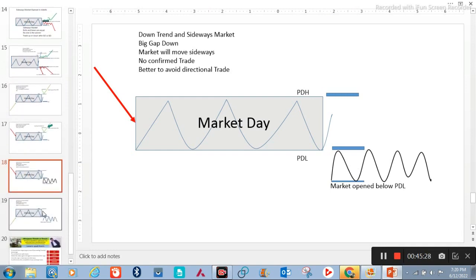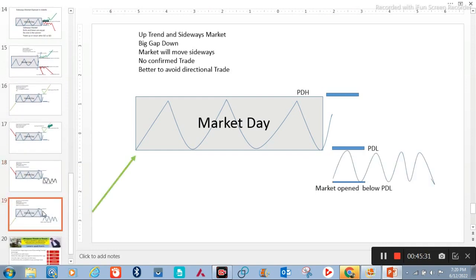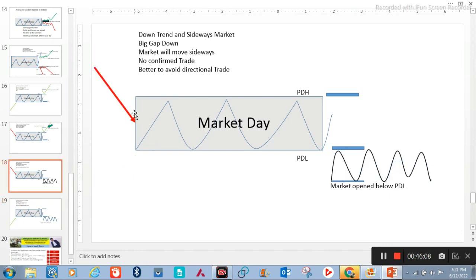Next, now there is a situation of uptrend, and the previous day market is a sideways market. The market has opened below the previous day low. If it opens below the previous day low, it is only sideways. Better to avoid directional trade. There will not be any confirmation trade. The market will move sideways. Only straddle and strangle of options they can take. No directional trade in this situation and the previous situation also.